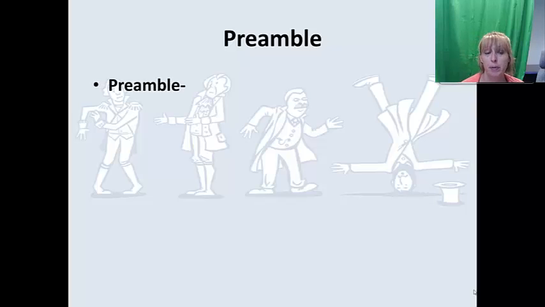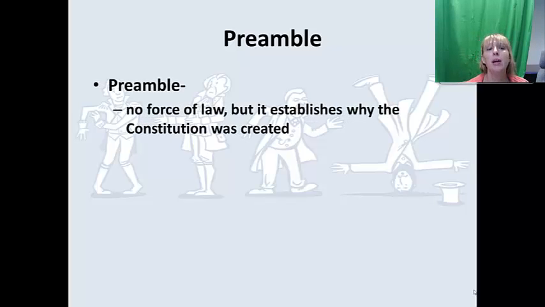So, a little bit about the preamble. The preamble doesn't have any force of law, but it does tell us why the Constitution was created. And so, in doing so, it helps judges interpret what comes after the preamble. But nothing in the preamble itself constitutes an act of law. Now, it does, however, say what our goals are.